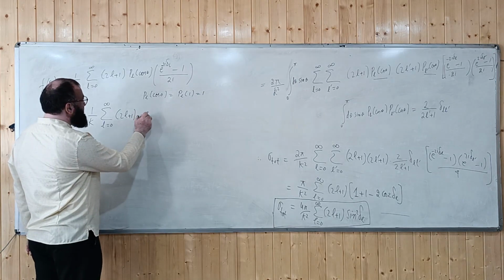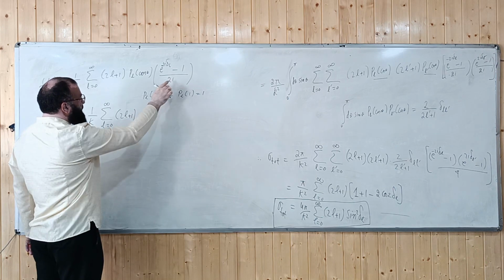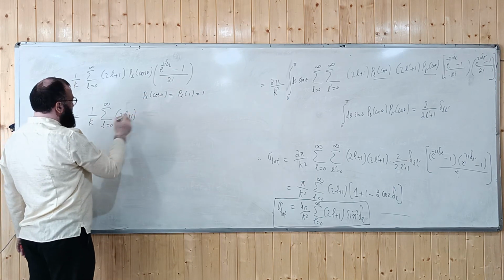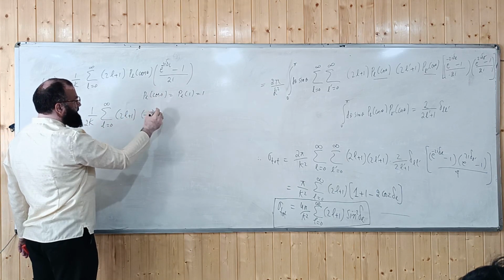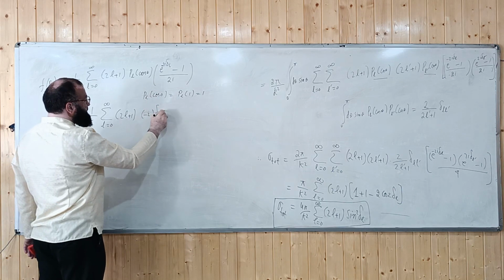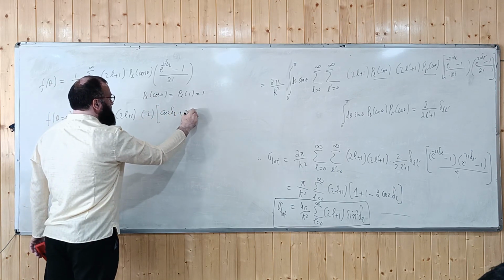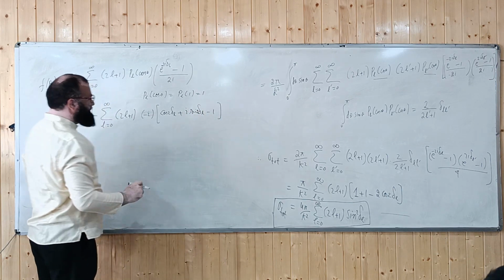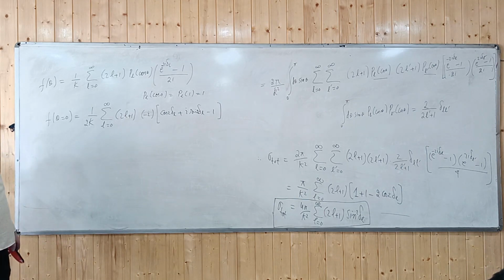So what remains there? e raised to twice i delta L. Let me write it this way, minus i upwards. So what comes here is cosine of twice delta L plus i sine of twice delta L minus 1. Clear? So can I write it? I have put the exponential in this way.